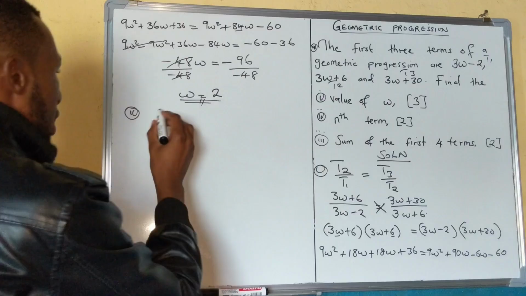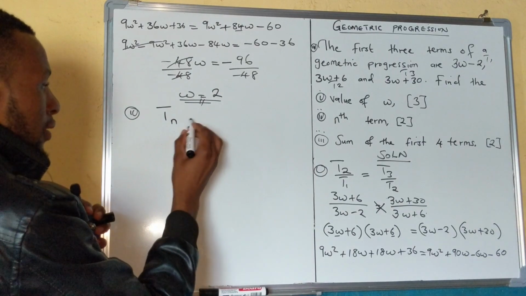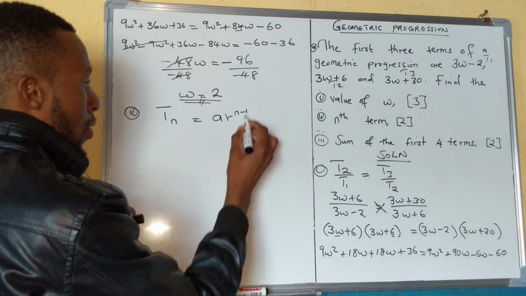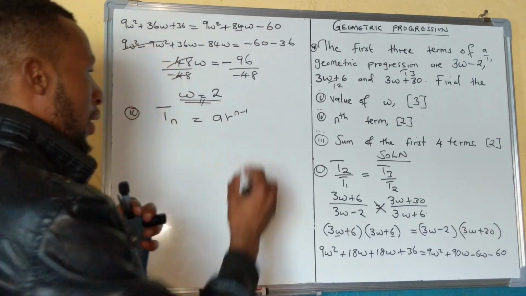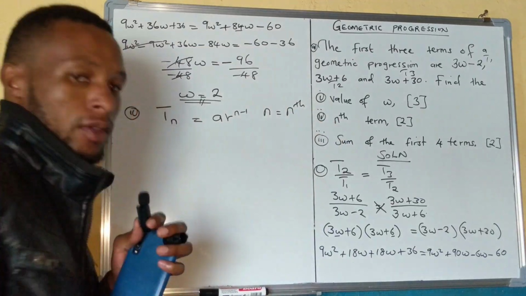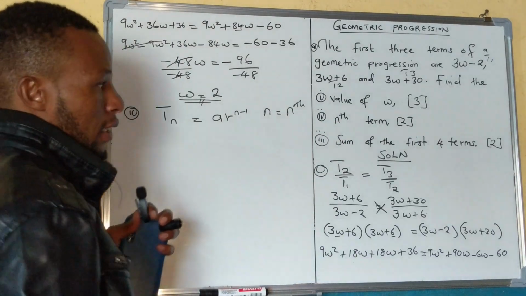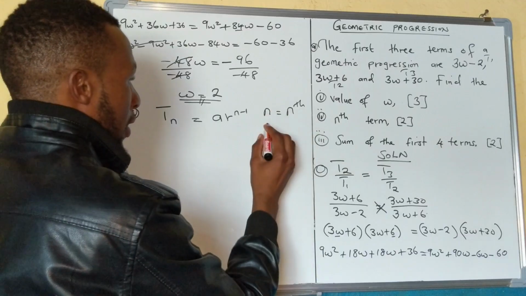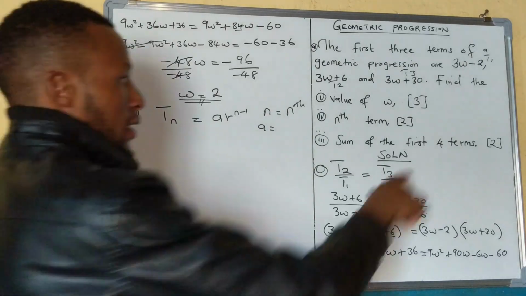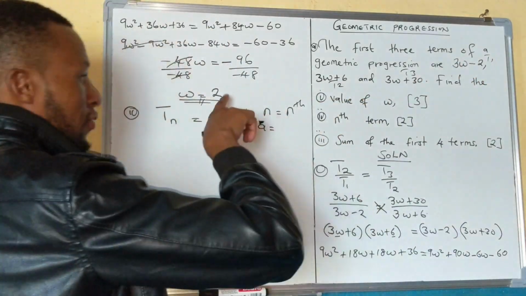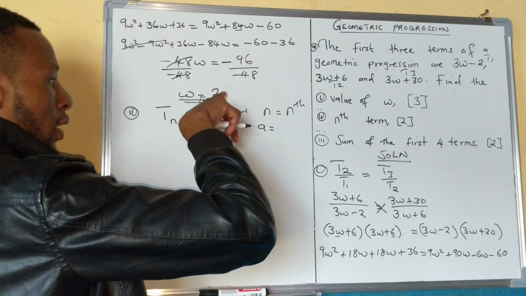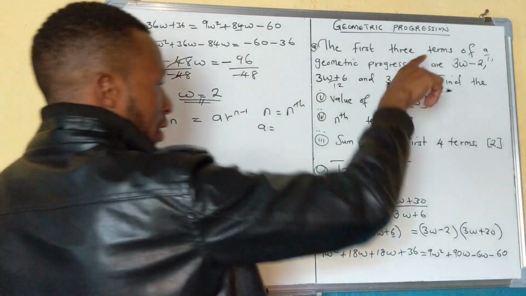So the nth term of a geometric progression is given as Tn = a r^(n-1). In this case, n has not been given, so it is still n. We don't know the position number they want us to handle. So n is still n, and a should be the first term. So the first term is this. Now what we have is this expression. So we need to substitute a value for w so that we get our first term.